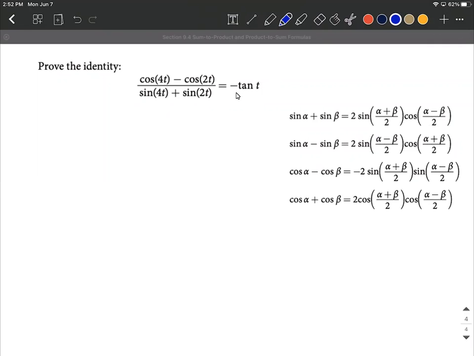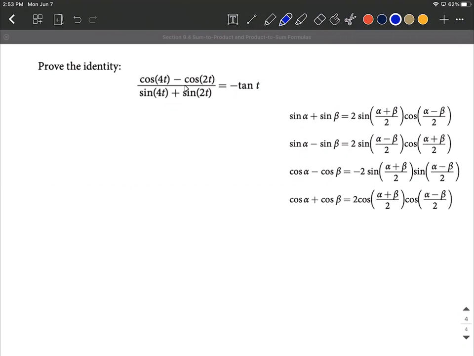So this looks kind of complicated from the beginning, but what I do notice is we have some sums or differences over on the left-hand side. What I've listed out over here on the right is all of our sum to product or difference to product formulas. So I'm going to begin with the left-hand side and focus on the numerator and denominator individually.